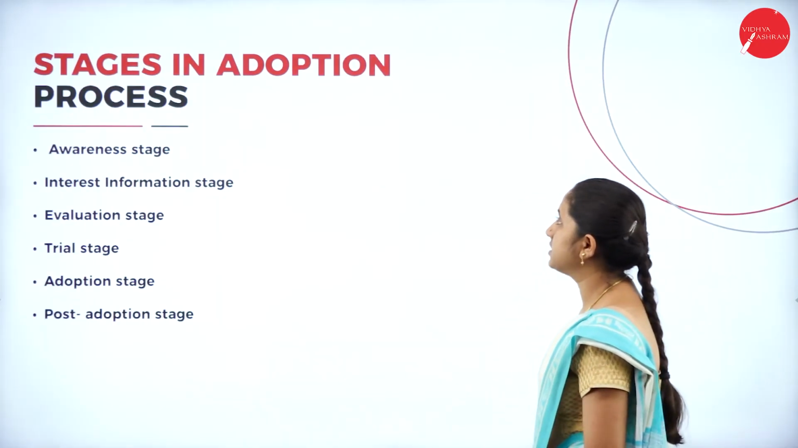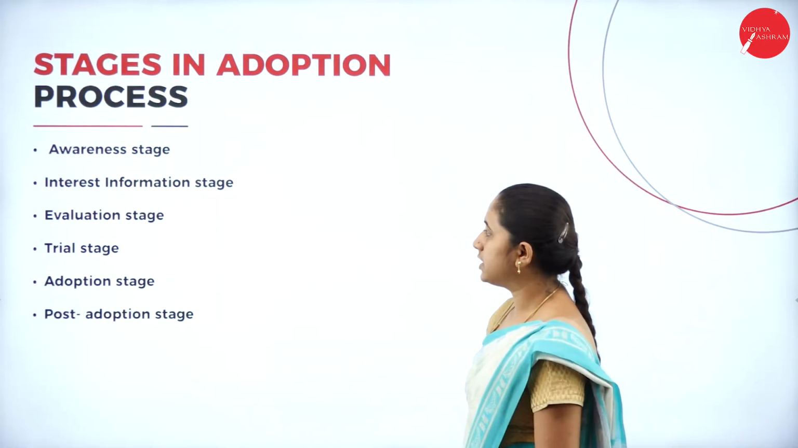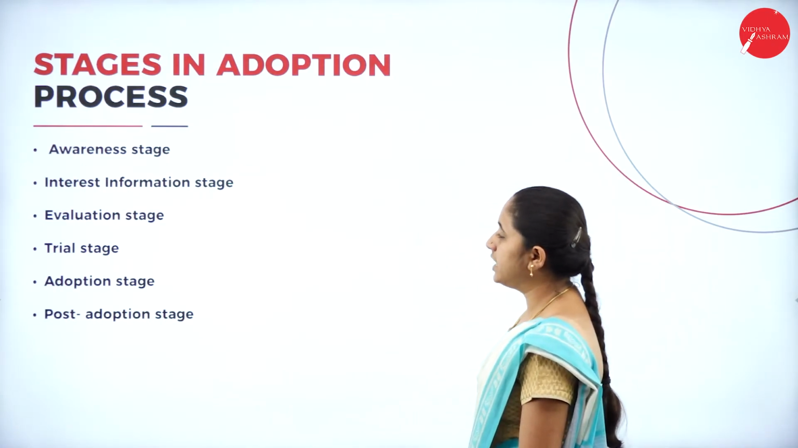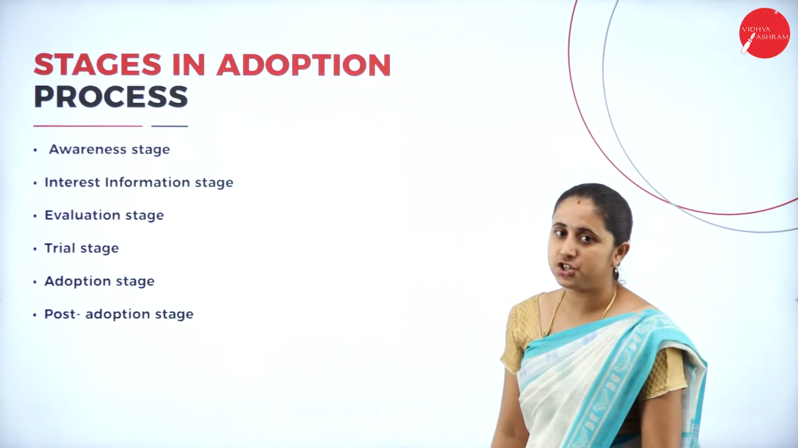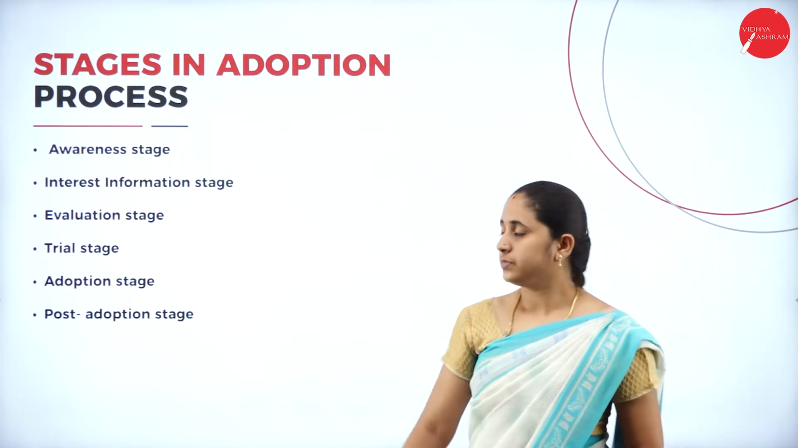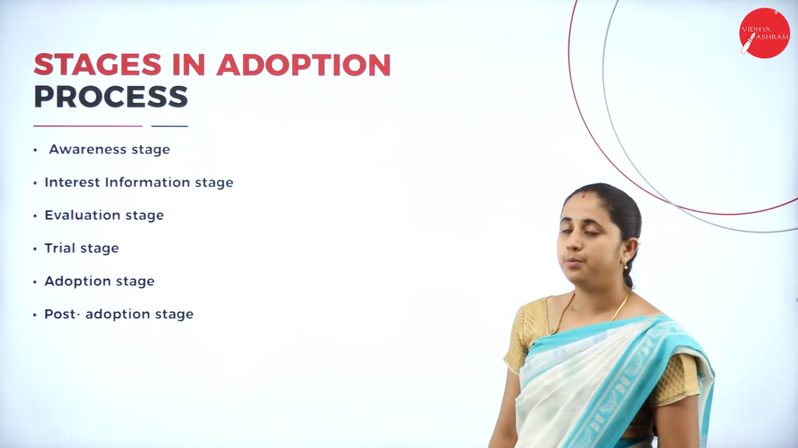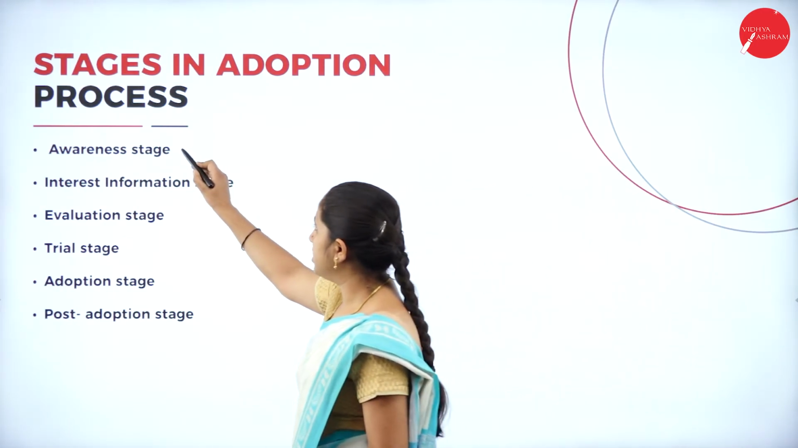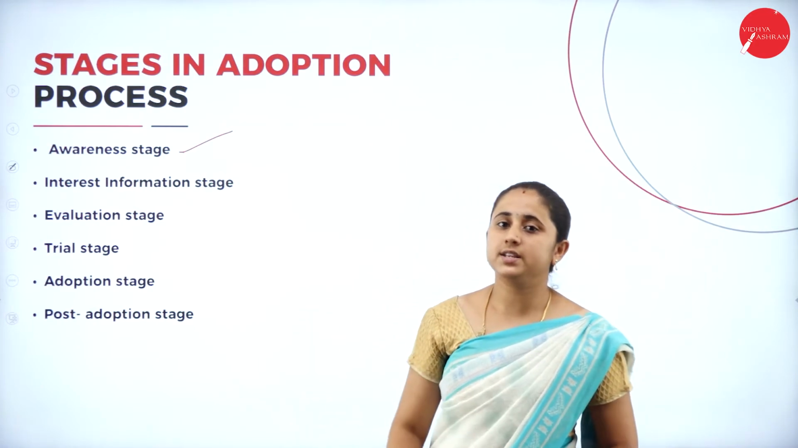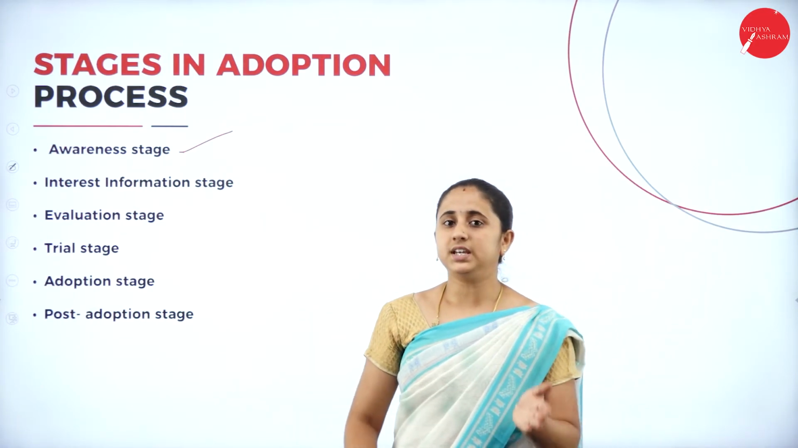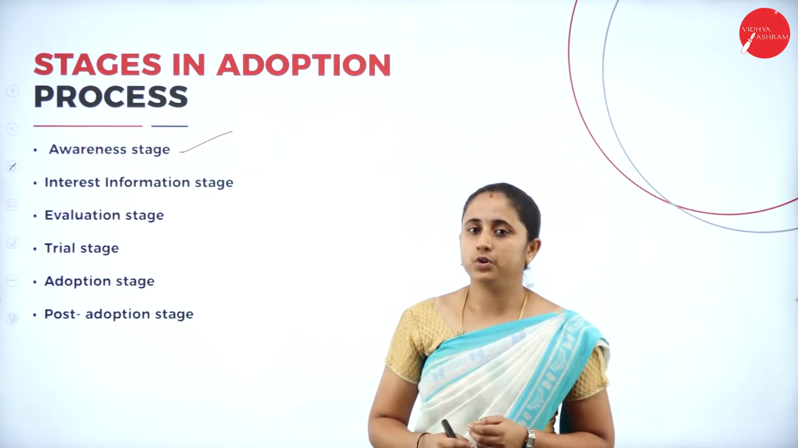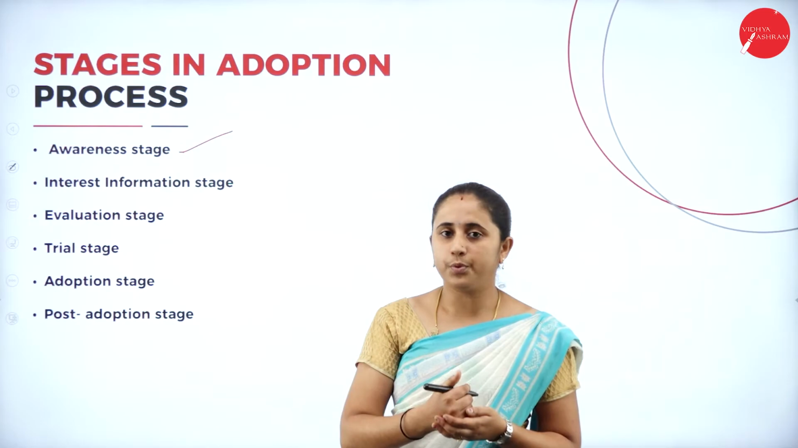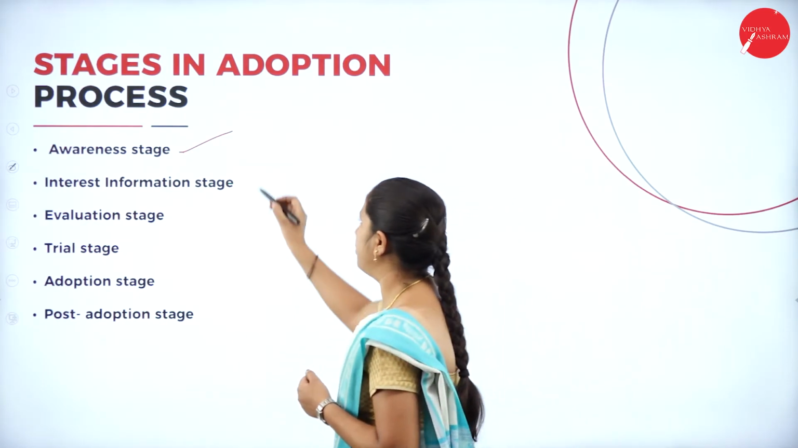Next, stages in the adoption process. There are 6 stages in the adoption process. First, awareness stage, interest information stage, evaluation stage, trial stage, adoption stage and post-adoption stage. Here in the awareness stage, you are going to create awareness about your product. The company starts informing about the product. They give information about the new product which is entering the market.